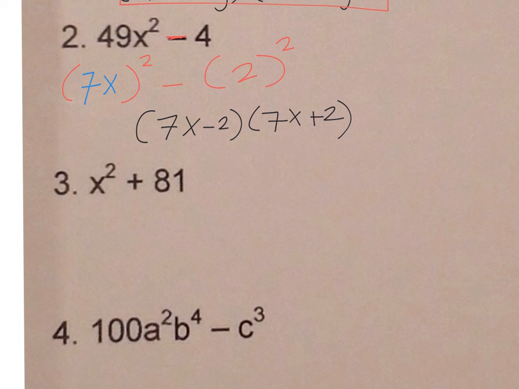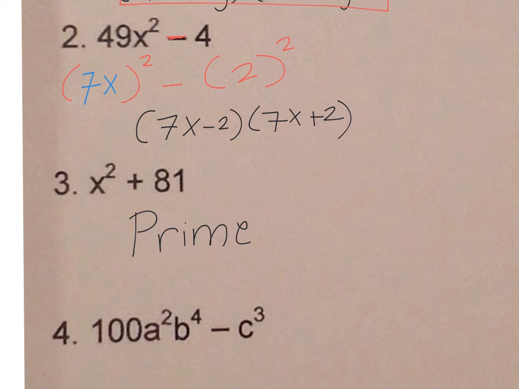So the second thing I might think of if I have a binomial, like two terms like this one, is: is there a GCF? Can I factor it using the GCF? There's nothing common between x to the power 2 and 81, so I cannot factor it further. So we call this a prime because we can't factor it.